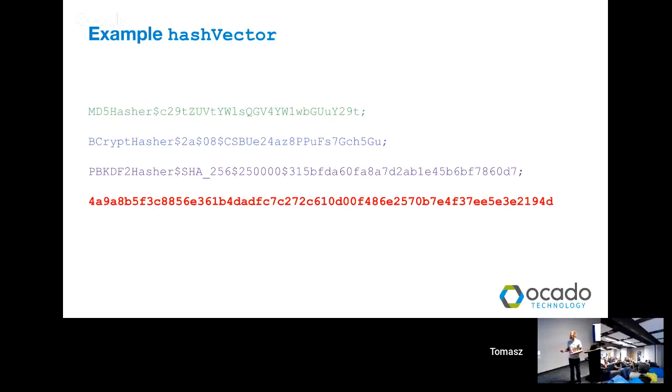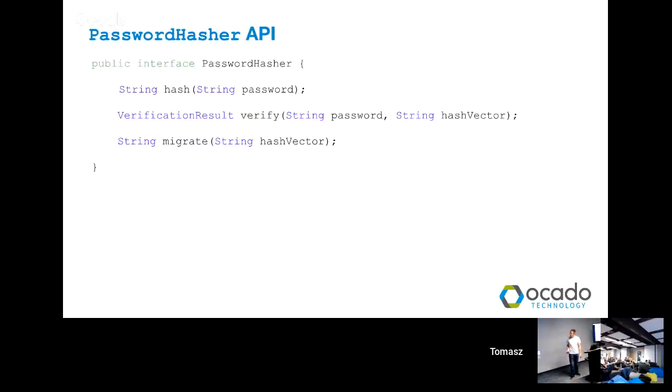We can express it in a convenient, universal way with a hash vector. This is just a means to express a hash in our database without any additional columns or anything. It carries all the information you need to compute a hash. That's all, actually. This is developer convenience. So this is the API that the password hasher provides.